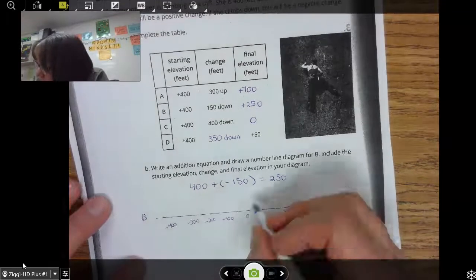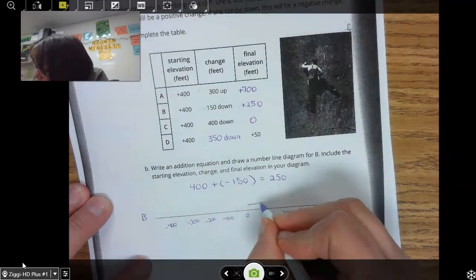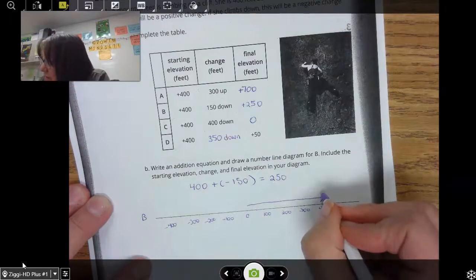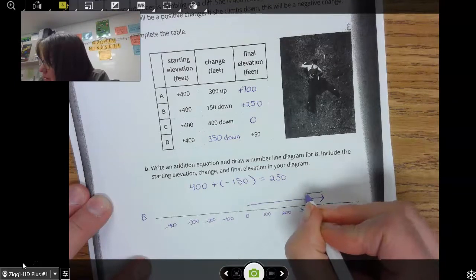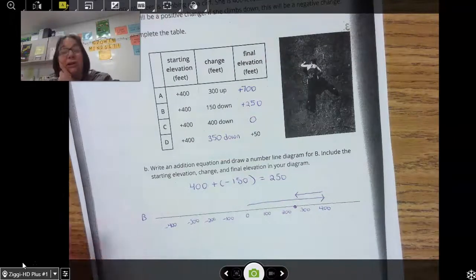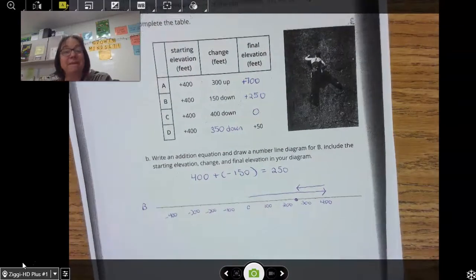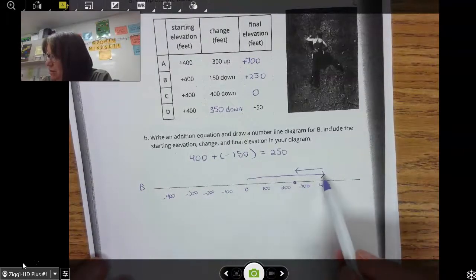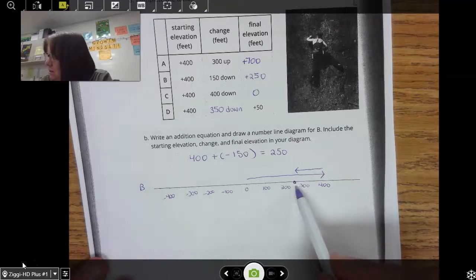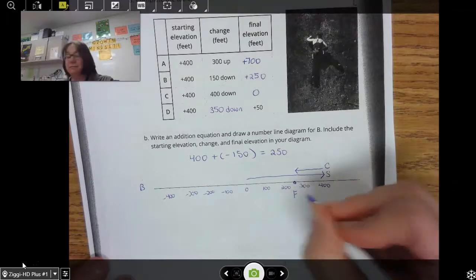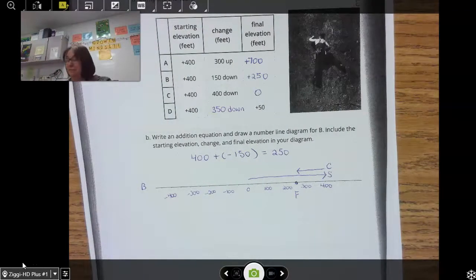So I'm going to start at 0. I'm on the ground, and I go 400 feet up, and that's where I'm going to start. Then I come down 150. So I'm coming down. There's 100. Here's 50. Where did I end up? Right here at 250. Okay? So this was my starting elevation, my change, and my final elevation. So starting, change, and my final. That's how you would represent that.